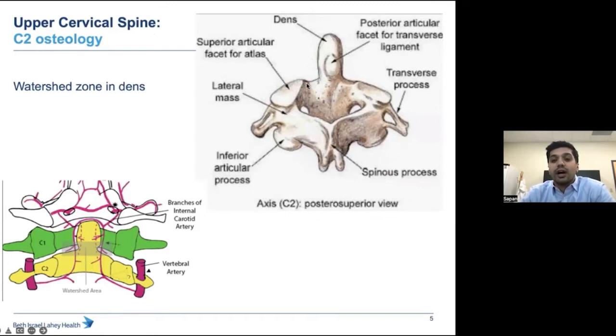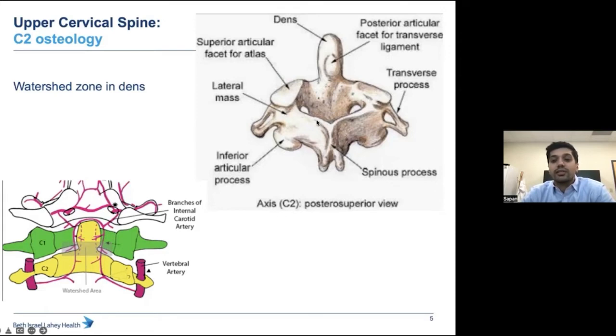And then further down, you can see it has a vertebral body right here, and then two lateral masses on either side with a superior articular process that interacts with C1 and an inferior articular process that interacts with C3. There is a spinous process here.